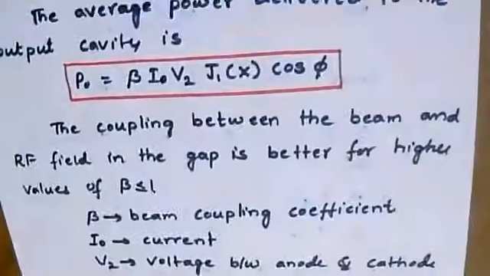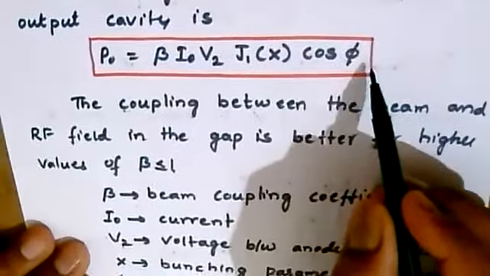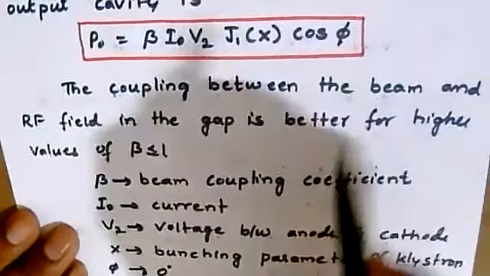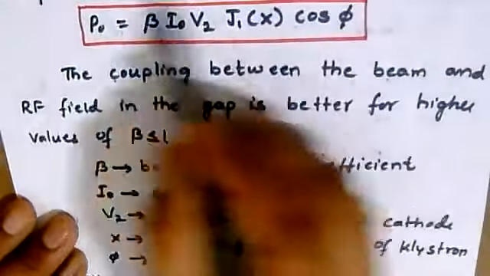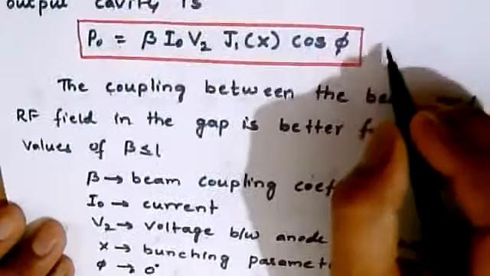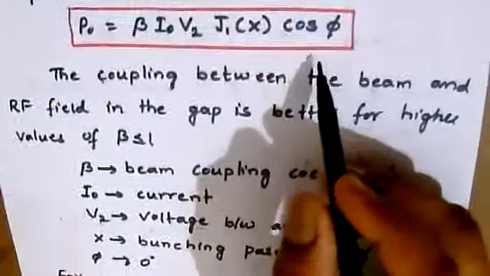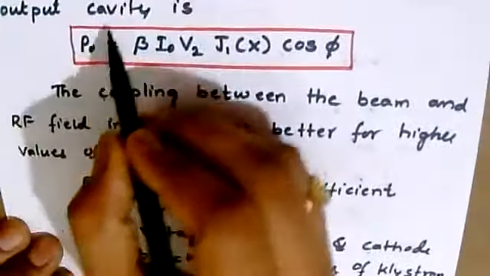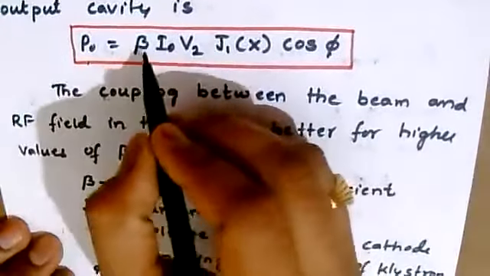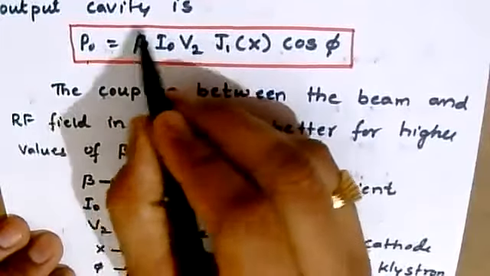And cos phi is the phase at which the maximum power is attained. Now, once we have this output power expression, remember this particular one, this is the final expression of power output. We'll get maximum power delivered to the catcher cavity when the coupling coefficient is equal to 1. So that is the maximum.